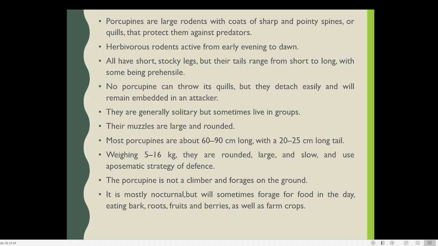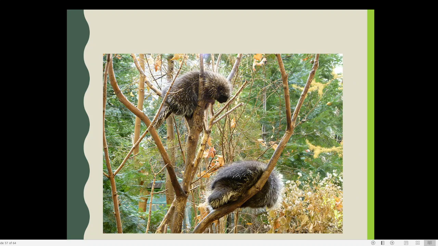And eating bark, roots, fruits, berries, etc., as well as farm crops. Here you can see that it is a herbivorous animal, not a carnivorous. So it's mainly feeding on plant or plant products, either fruits, berries, or roots, etc. So that is the nature of this animal.